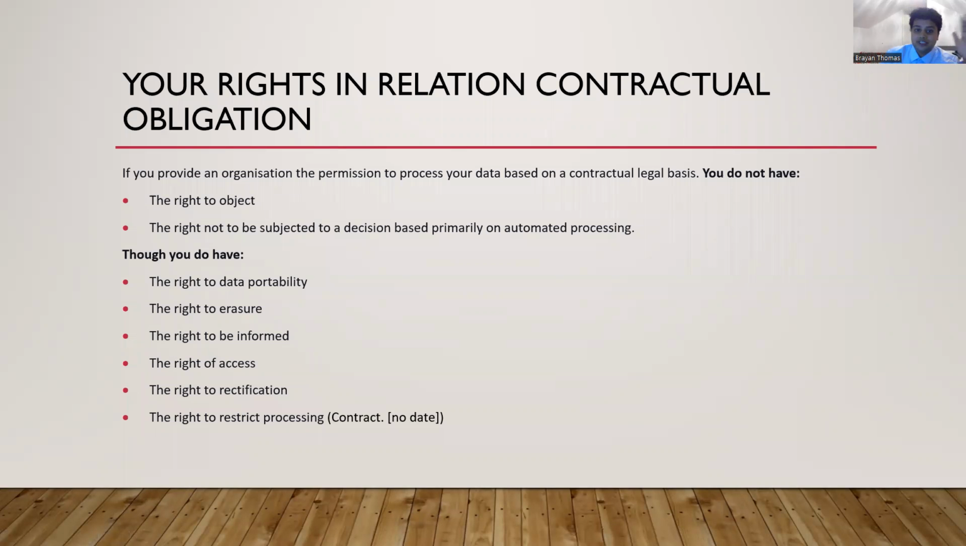So, your rights in relation to contractual obligation. If you provide data based on a contractual legal basis, you do not have the right to object, and the right not to be subject to decisions based primarily on automated processing. I didn't mention this one before. This means that if an organization collects data, they use AI to make decisions about your data. So they can use an AI to, for example, check your credit score, and after that, when you apply for credit, they immediately just decline it.